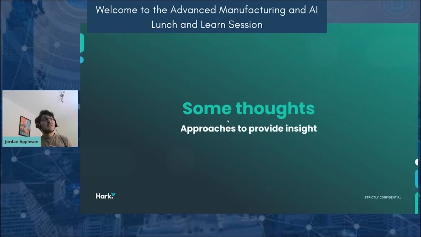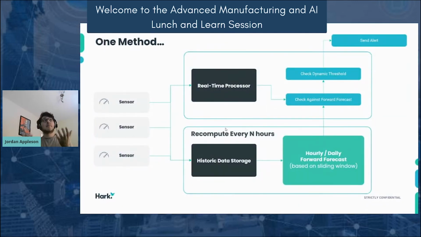So just some final thoughts on this, and appreciate I've gone through this very quickly. This is one method that we've looked at to get the best of both worlds, where we take sensor data in real time, and after a specific amount of time, whether it's several days, we can enable anomaly detection, recompute a forecast for the next hour, for the next n amount of time. It doesn't have to be an hour, and that forecast is then stored. The real-time process comes in, checks the actual value against the forward forecasted value, and then checks it against a dynamic threshold, and then sends an alert.